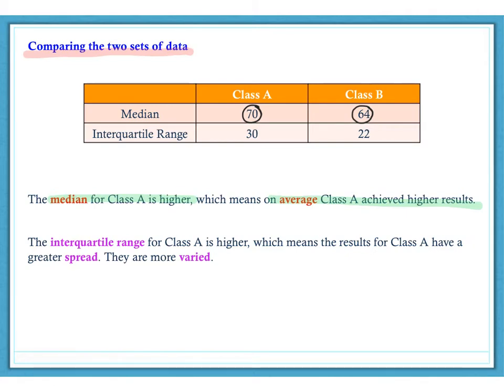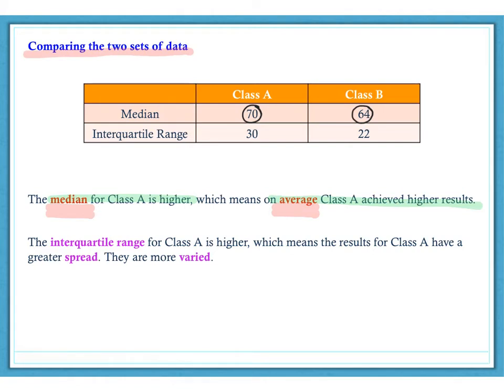So you've got to use some higher order thinking here. It is not good enough just to say 70 is a bigger number than 64. We all know that. That's a very basic statement. We've got to actually explain what that means. And we need to link the word median with the word average. So we need to make sure it's very clear that we understand that the concept of a median is linked to the concept of an average.